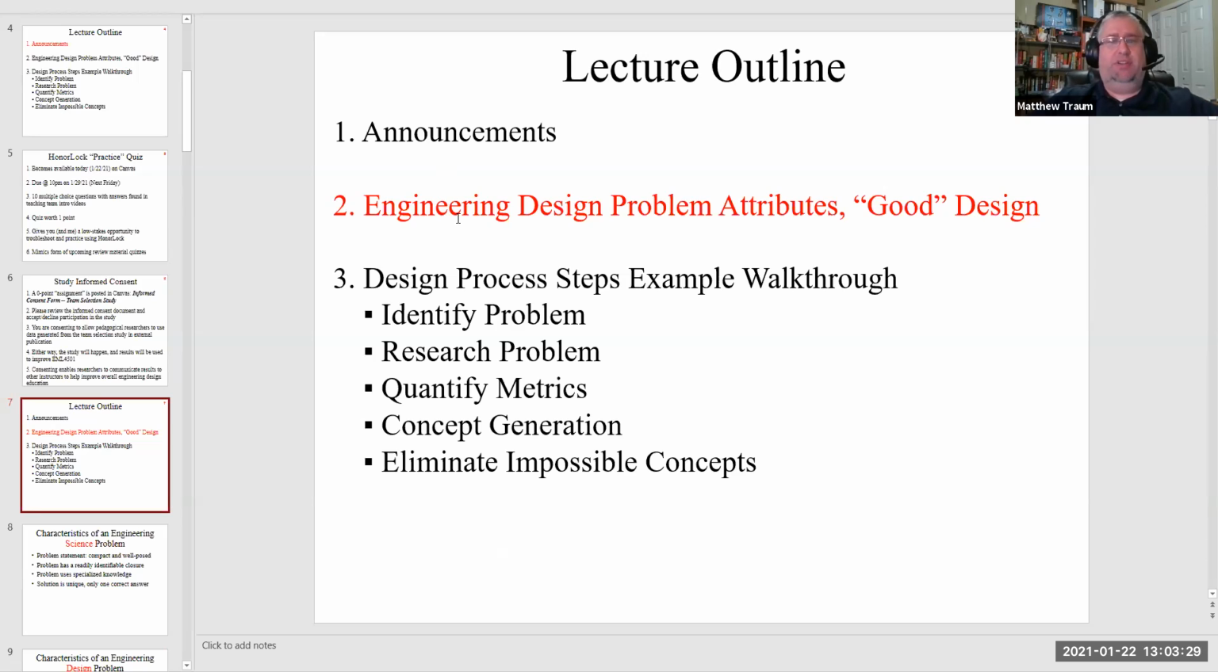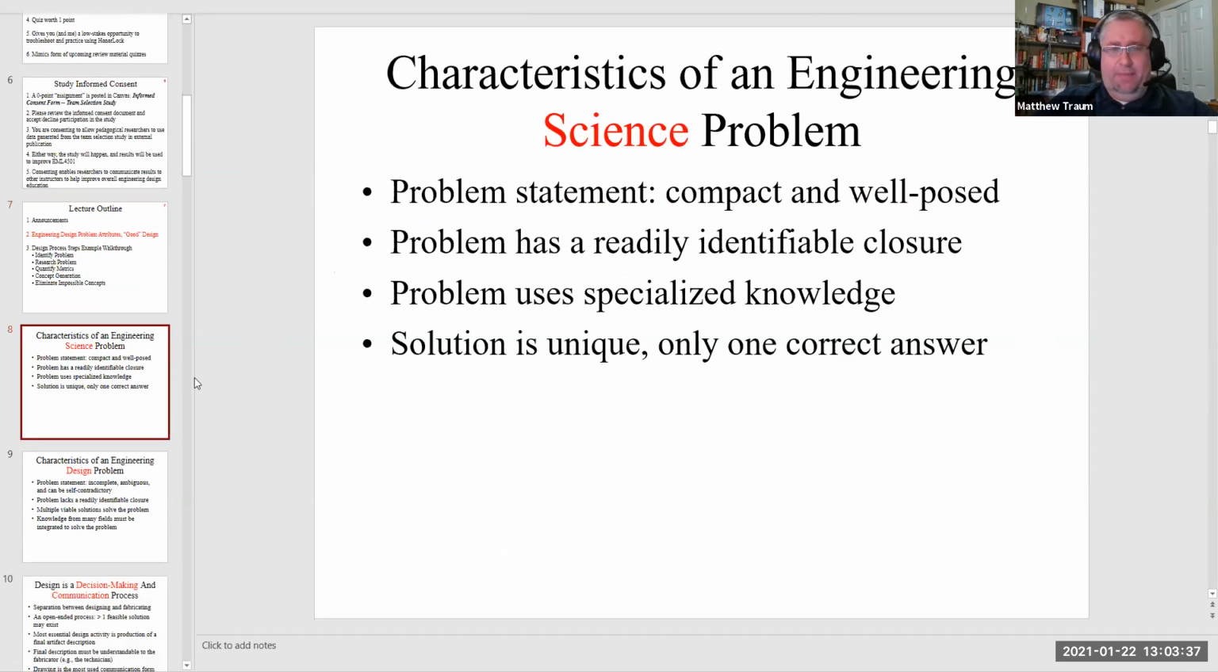Then let's move on to the second item in the lecture today, which is just a quick description of attributes of engineering design problems, and then a description of good design versus poor design. So up until now, with the possible exception of DML and maybe a few of your well taught lab courses, you guys have been solving engineering science problems, not engineering design problems. Now, what do I mean by that?